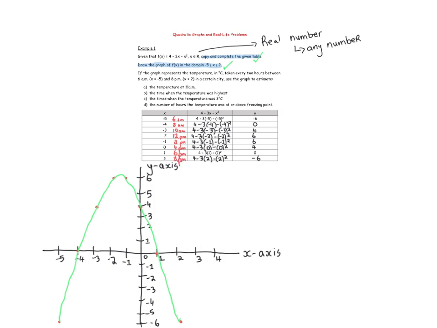So just making sure we know what's on the x and the y axis. The x-axis then is time, and the y-axis then is temperature. So here they want to know what the temperature is at 11 a.m. So 11 a.m. is between 10 and 12, so it's going to be minus 2.5.